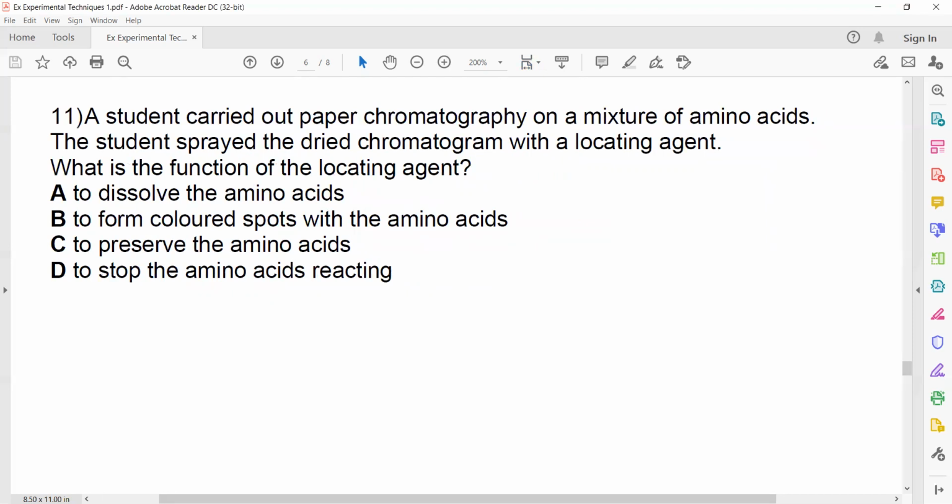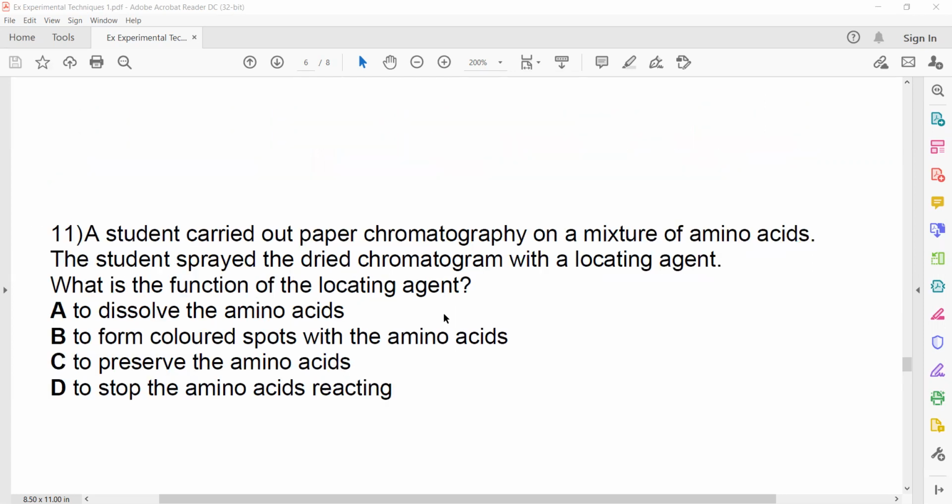For question 11, a student carried out paper chromatography on a mixture of amino acids. What are amino acids? Amino acids are colorless. So the student sprayed the dried chromatogram with a locating agent. What is the function of the locating agent? The locating agent makes the spots visible, forming colored spots.